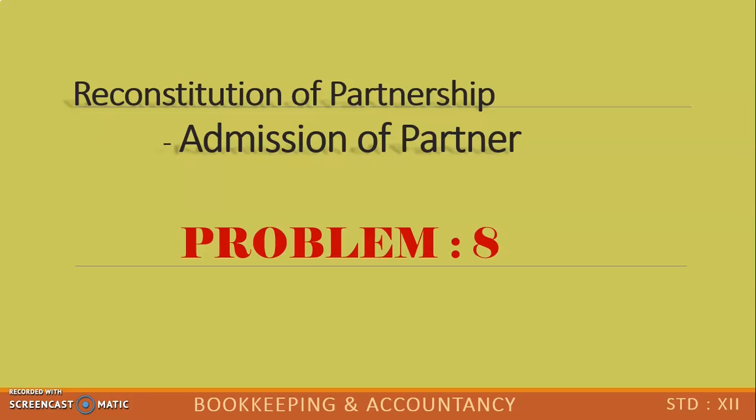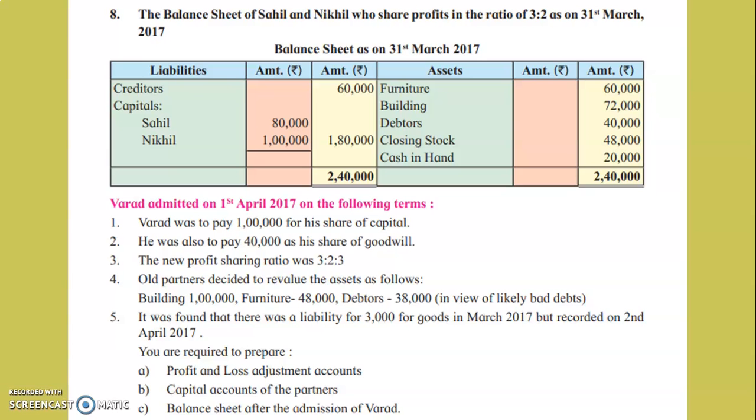Hello students, today we'll solve the 8th problem in our admission chapter. So open your textbook to page 165. This is the question. The balance sheet of Sahil and Nikhil is given. They share profit and losses in the ratio of 3:2. So their old ratio is 3:2.